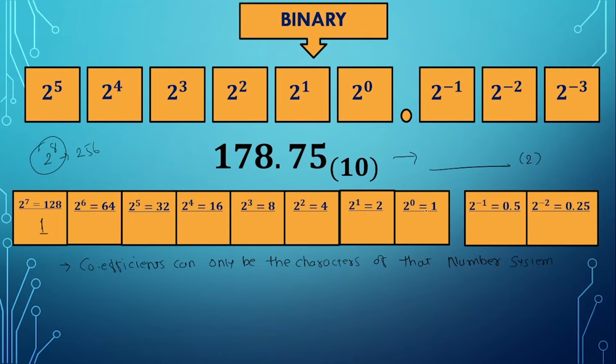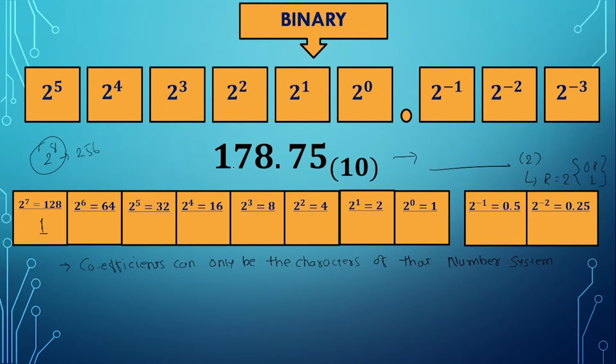Now I am willing to write 178.75 in the binary number system. So the binary number system has radix equal to 2 and 2 characters, 0 and 1. So all the coefficients of these blocks will either be 0 or 1. Nothing else can be taken.